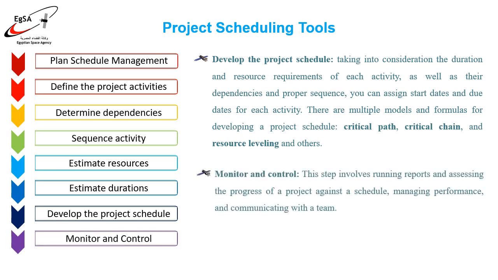8. Monitor and control. This step involves running reports and assessing the progress of a project against a schedule, managing performance, and communicating with the team. When schedule changes must be made, you ensure they are carried out and communicated according to the plan laid out in Step 1. Throughout the project, you will ensure that each activity is on schedule and determine whether a corrective action needs to be taken if delays occur.